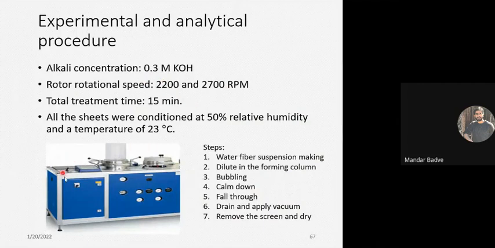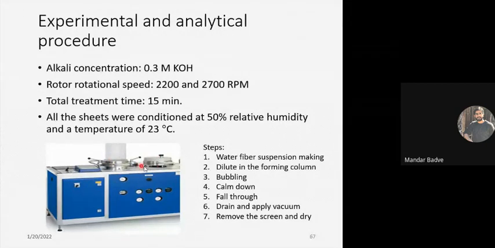And like I told, after delignification we made the paper sheets out of it with a standard paper sheet making machine. You fill the water-fiber suspension here, dilute it with water, then bubble it to disintegrate any clumps, then you allow the water to fall through, and then you apply vacuum, and after applying vacuum you get a very thin sheet, which is very wet, obviously. Then you remove it and dry it under vacuum, right?